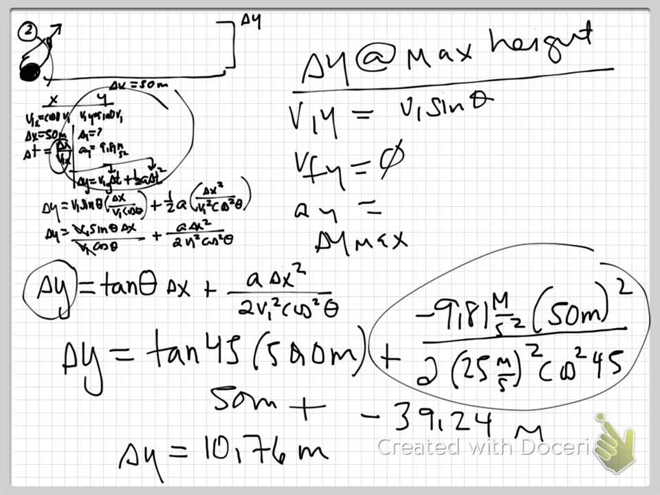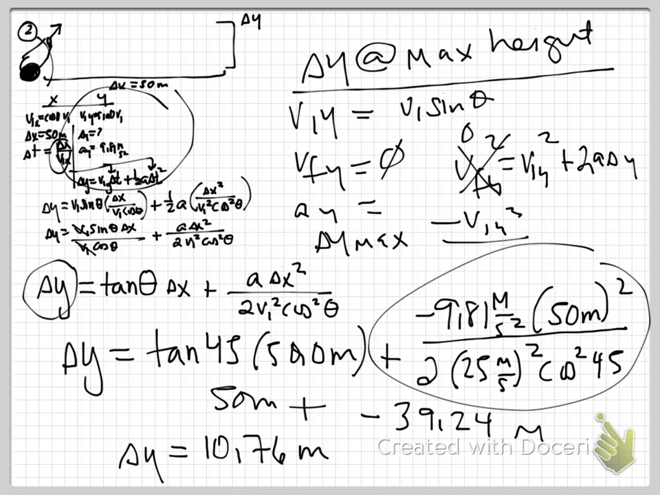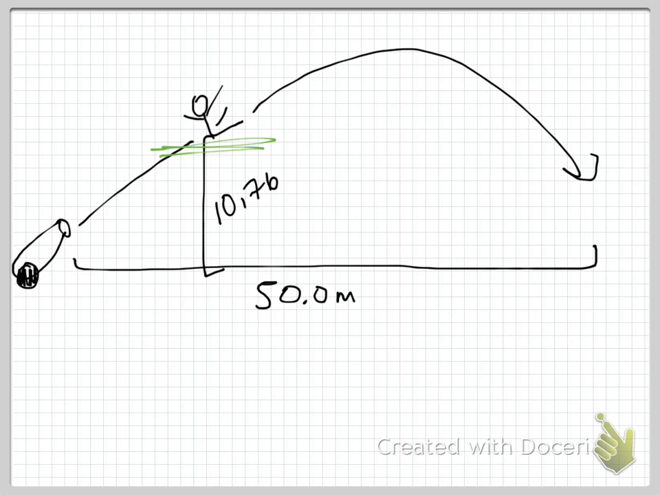The squared one, yes. VFY squared equals VIY squared plus 2a delta y. Do you want me to do the algebra fast or slow? We know that this is 0. So 0 minus VIY, we have negative VIY squared over 2a gives us our delta y max. So go ahead and plug that in real quick.